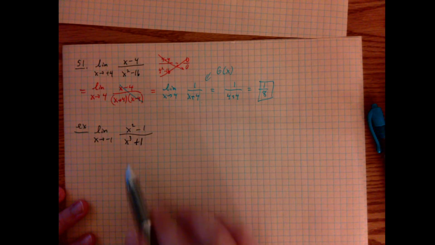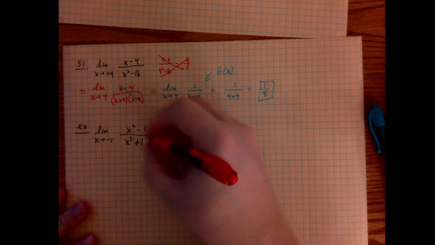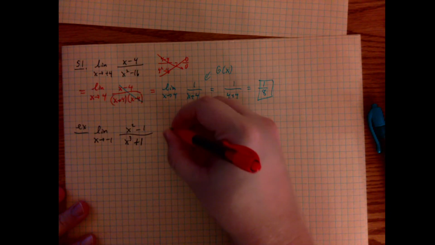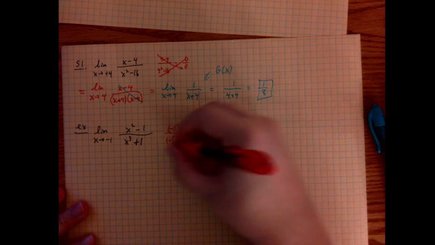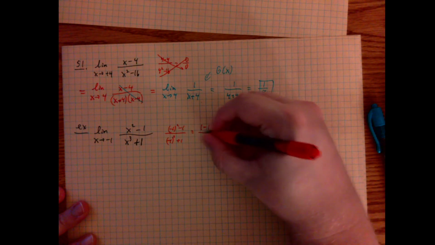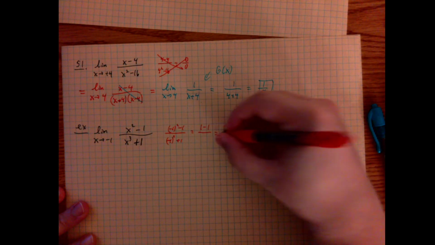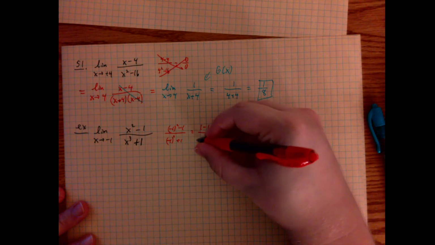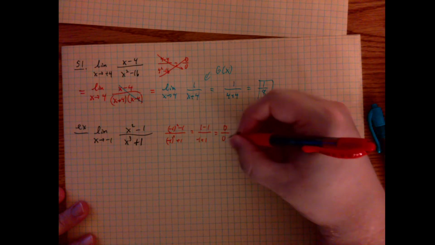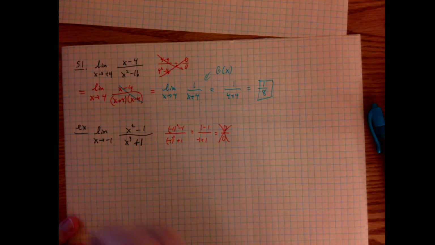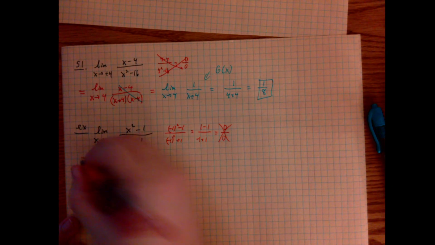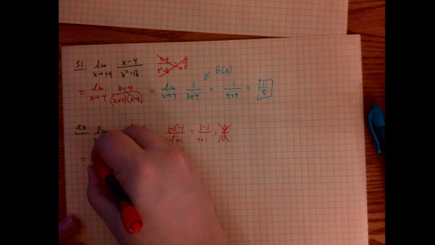Okay, if I plug in -1, I have -1 squared minus 1 over -1 cubed plus 1. -1 squared is +1. Minus 1 would be 0. That's not a big deal. 0 on top is not a problem. On bottom is a problem. And so I see that. I know this can't work. And so I should instead investigate an alternative limit. So, limit as x approaches -1.